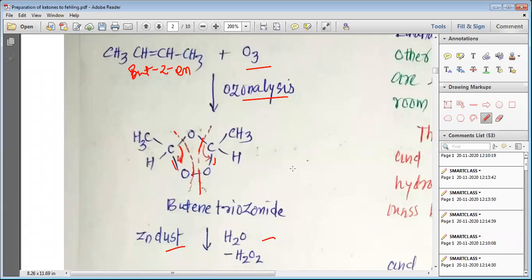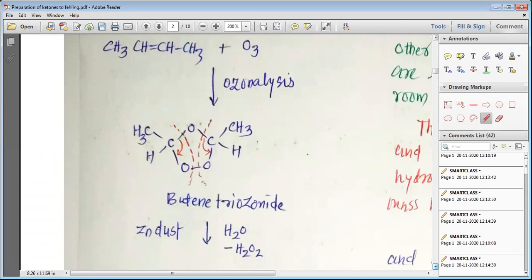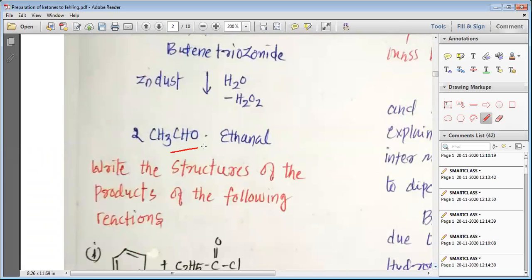So we can have CH3, C double bond O, NH. This is your ethanol. From this side we get ethanol, from this side we get ethanol, and ultimately we get ethanol as a 2-ethanol molecule as a final product.